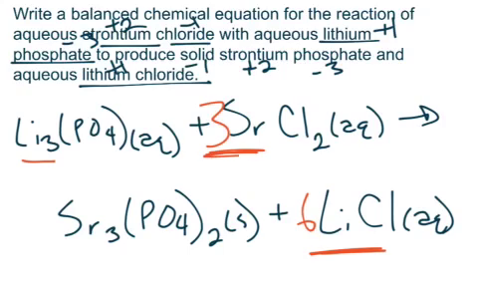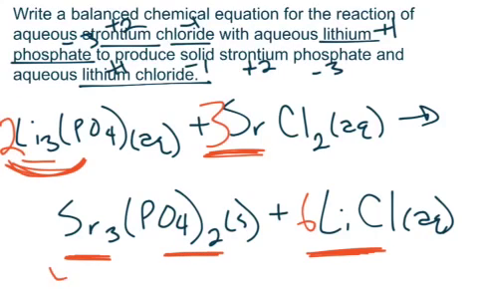So now I made 3 strontiums. If I go over here to fix that, I realize it's already 3. I have bumped this number up to 6 lithiums, which means I need to put a 2 here. That means I now have 2 phosphates, but there's already 2 phosphates on the right. So this is now balanced with a 1 in front of strontium phosphate.